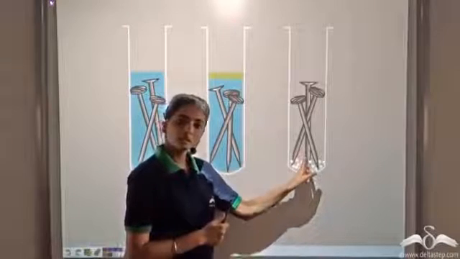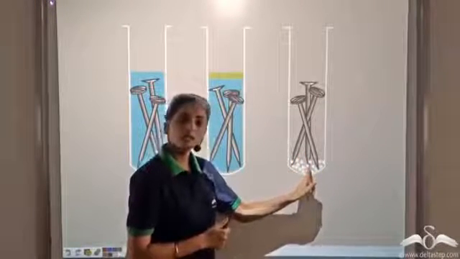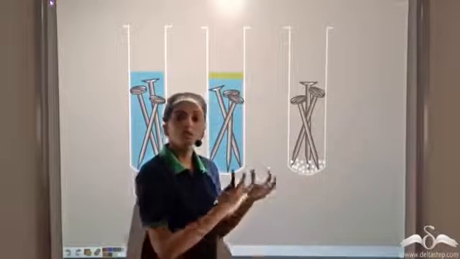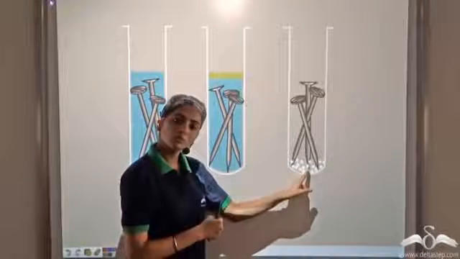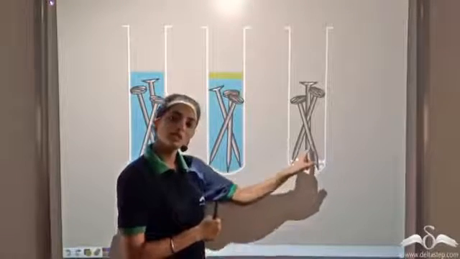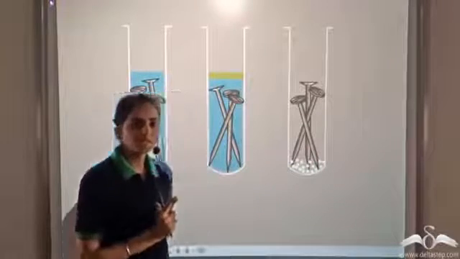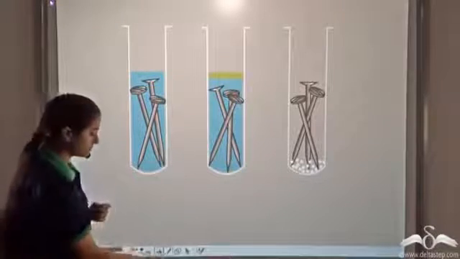In the third test tube, there is no water, as the anhydrous calcium chloride crystals which are put in the third test tube absorb all the moisture in the atmosphere. So these iron nails are exposed only to oxygen. Let's see in which test tube rusting takes place.